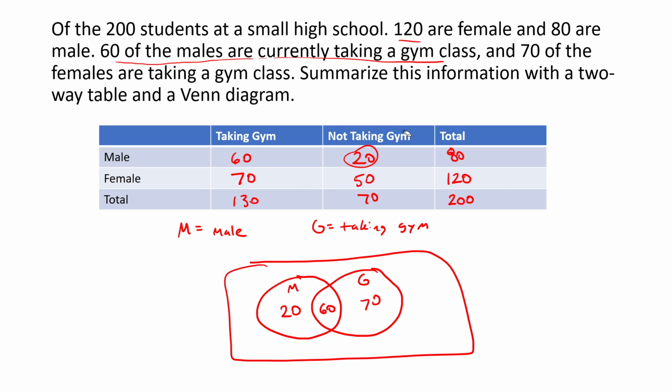Okay, but then what do we do with the 50 that we haven't used yet? Well, those are all the females that are not taking gym. They don't go into either circle, right? They don't fall under either event. So we usually just put them down here. It really doesn't matter. Anywhere in the rectangle would be fine, but usually we put it in the bottom corner. Okay, and the idea is you've represented everybody in this population as either belonging to this circle or not.